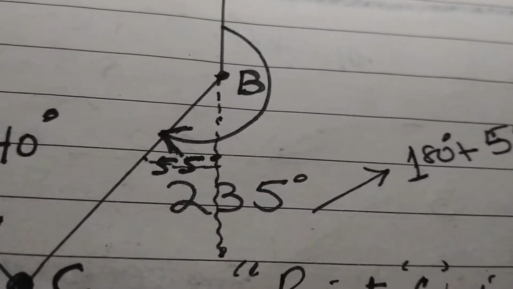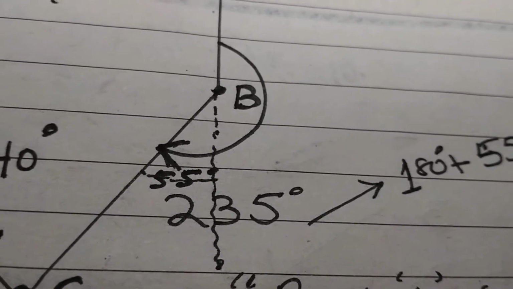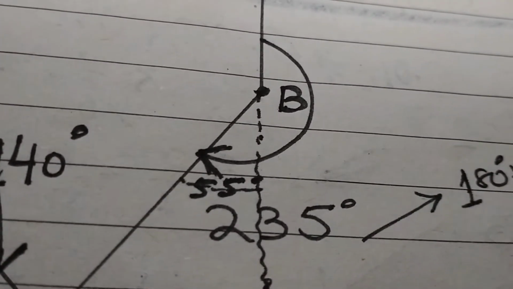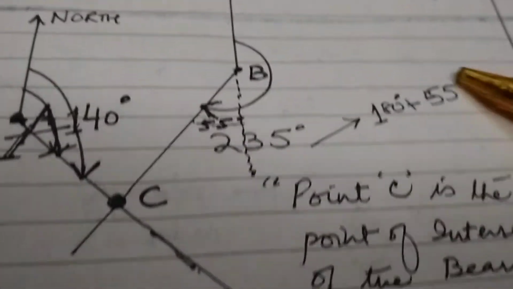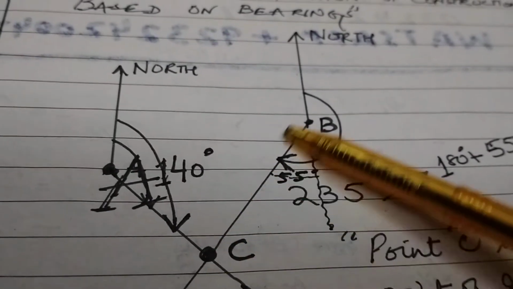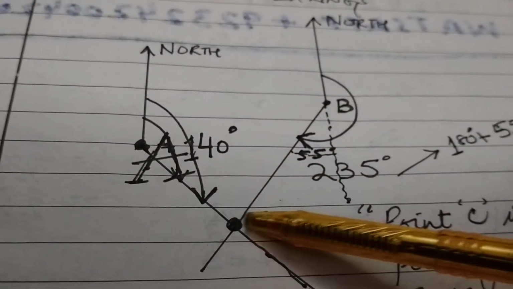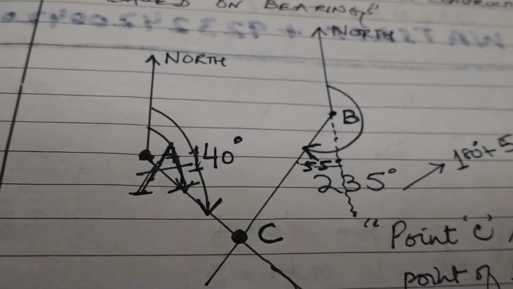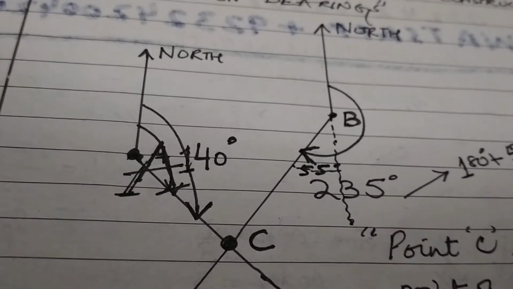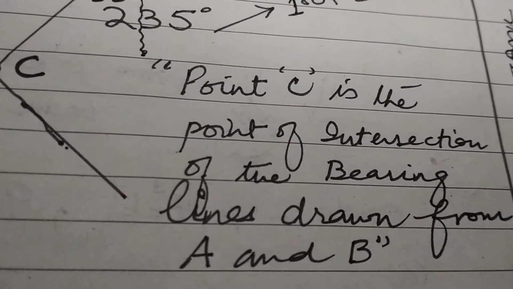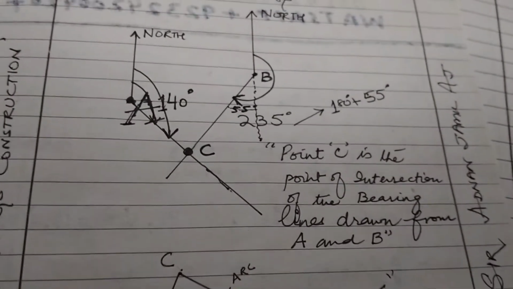Now from B, it is at a bearing of 235 degrees. So 235 means a straight line is 180 and a further 55 degrees. So you have to draw 55 degrees, and you can see the extended line over here. This is from B, this is 55 degrees, and from here it is 140. So they are intersecting at this common point. This point is point C. So this is using the bearings and the construction to find point C. What I have written as a note: point C is the point of intersection of the bearing lines drawn from A and B. So this is your complete working of this question.